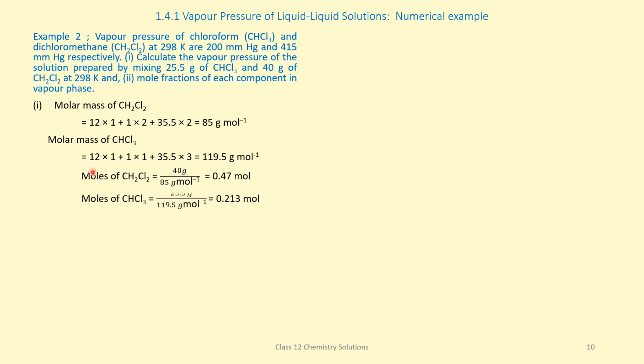Next we will calculate the moles of CHCl3. So it is 25.5, given in the question, divided by 119.5 grams per mole, that is equal to 0.213 moles. Hence the total number of moles will be equal to 0.47 plus 0.213, that is equal to 0.683 mole.